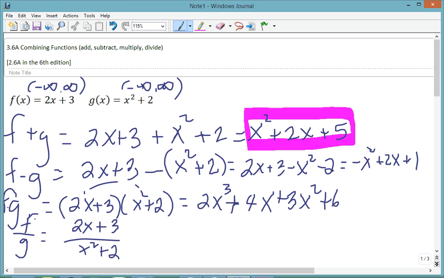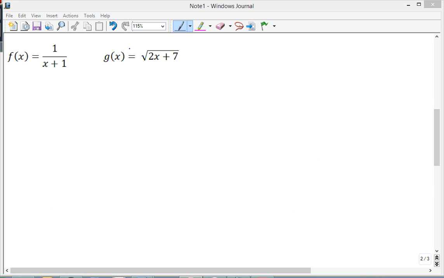Okay, so let's do a different f and g. First of all, we would just add them together or subtract them or multiply them or divide them the same as before, right? Now let's just do the domain.